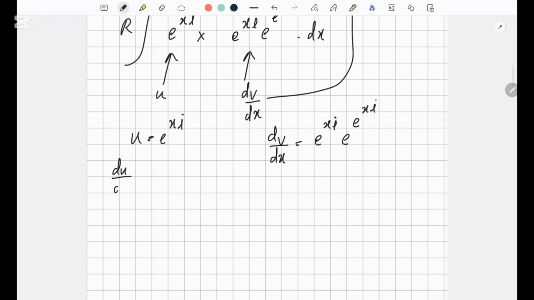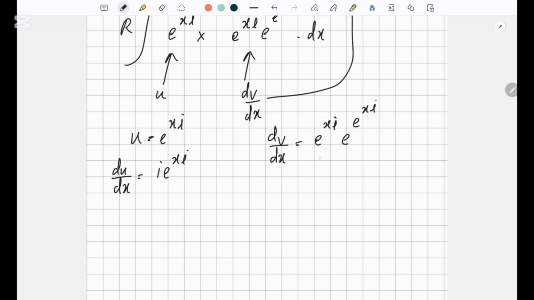So du over dx equals i e to the power xi, right? Just take i as a number. Take it as a numerical number, so you don't have to worry, there's nothing confusing. Just imagine, for example, e to the power 2x, when you differentiate e to the power 2x, 2 comes down, right? It's just like that. You have to differentiate the power.